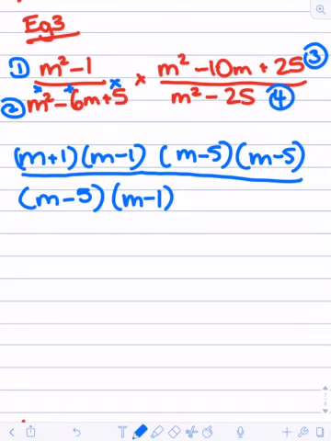And down the bottom, term number 4 is going to be a difference of 2 squares. So it's going to be square rooting both. I'm going to get m and 5. So it's going to be m plus 5, m minus 5.